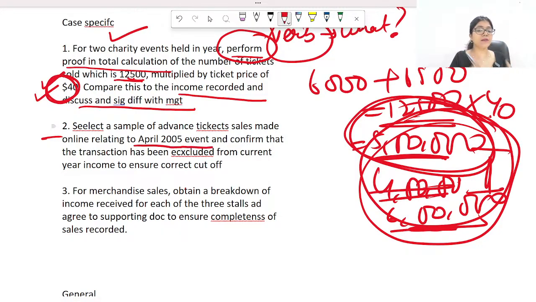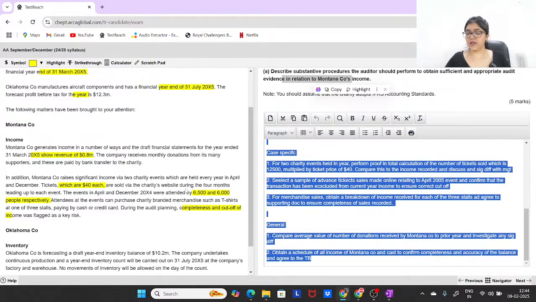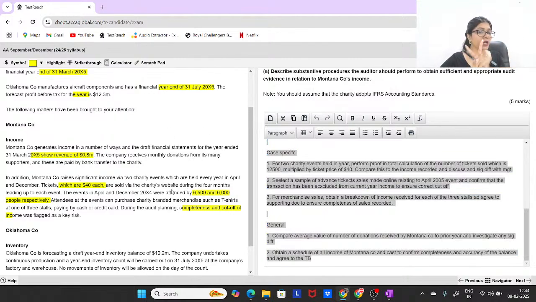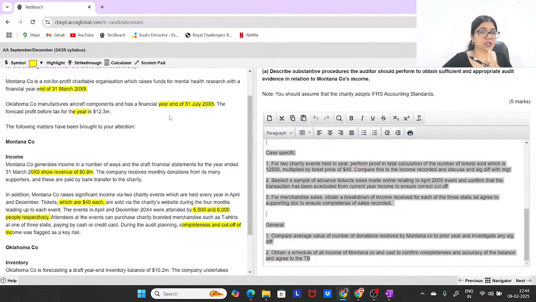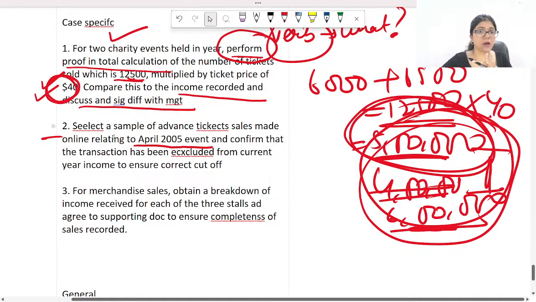Again, one thing guys, let's move back to the case study once. If you carefully notice, there are two events which are happening, okay? One is in April and one is in December, right? And the year end is 31st of March 2005. So technically, if we go back to our answer, select a sample event and confirm that the transaction has been excluded from the current year income to ensure cutoff.